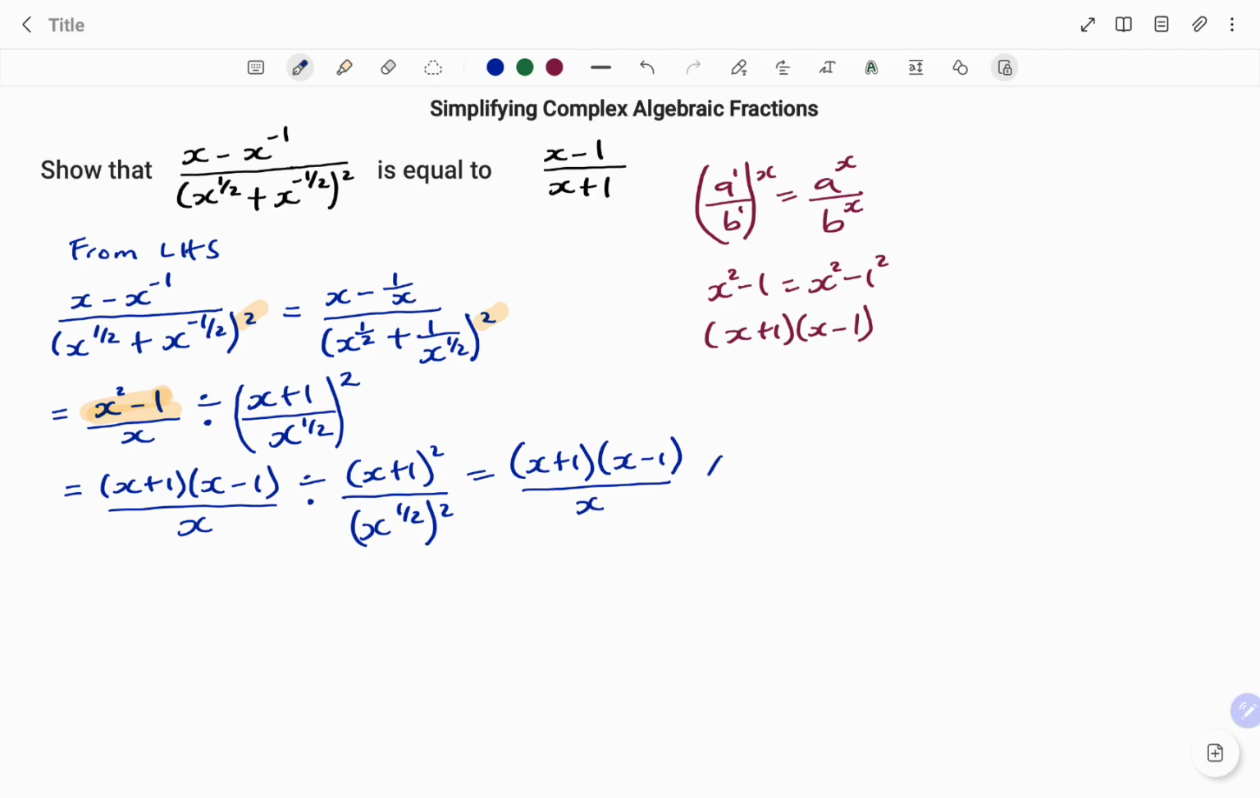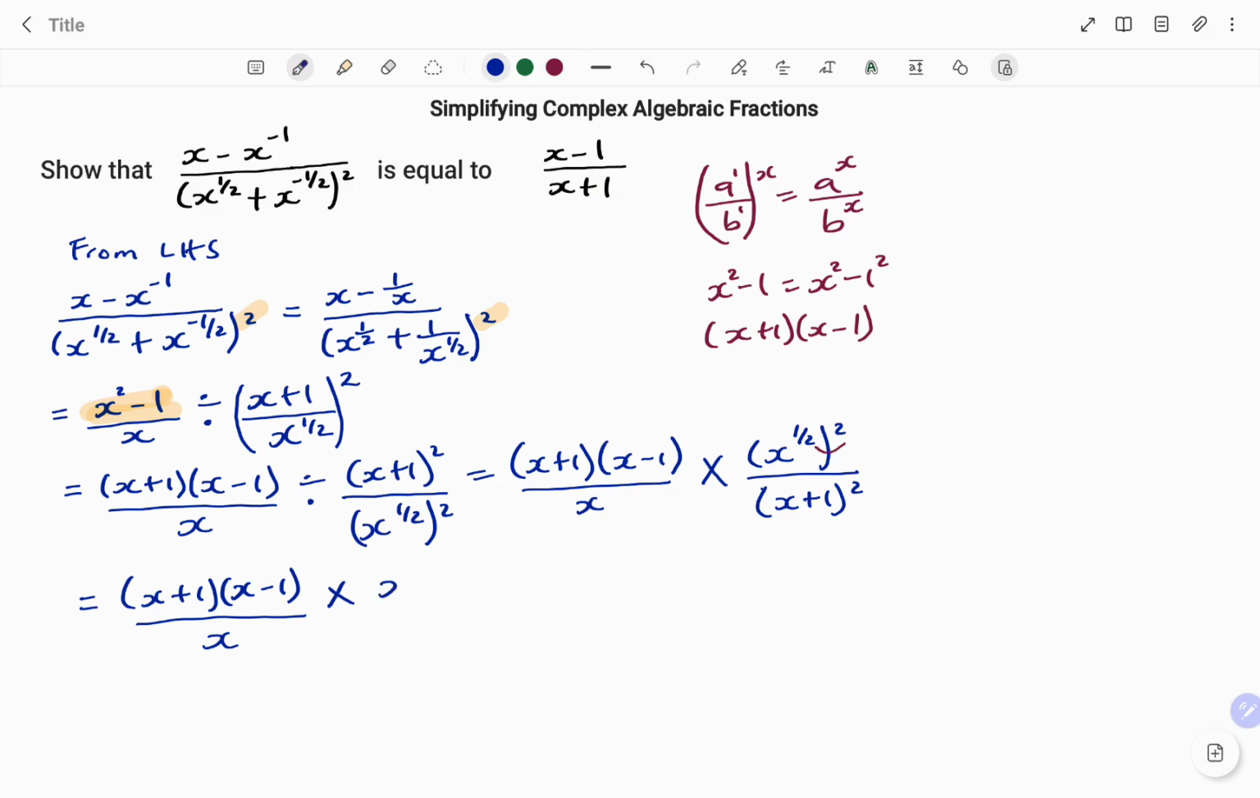Then I can change my division sign to multiplication, and I flip my right-hand side. What do I have on my right-hand side? I have x to the power of 1 over 2 all squared divided by x plus 1 all squared. I still have my (x + 1)(x - 1) on my left-hand side divided by x. I have my multiplication sign. For x to the power of half all to the power of 2, by the laws of exponent, I multiply my half with 2, and that will give us 1.